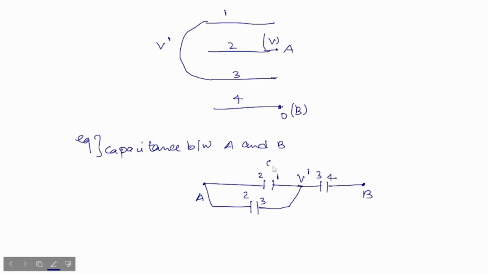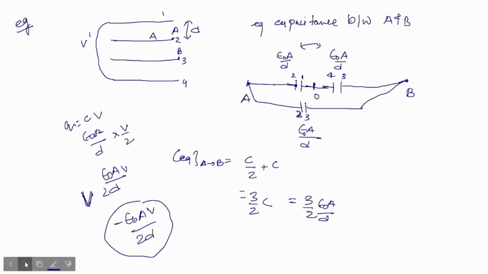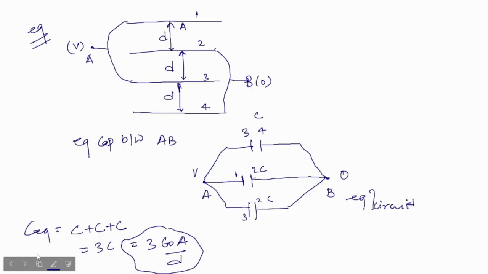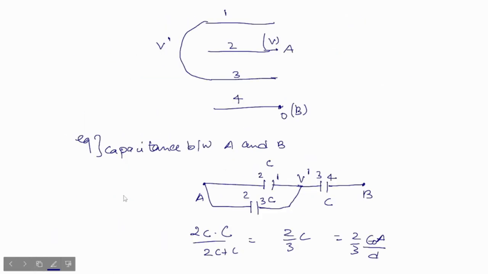Capacitance C, this is C, this is C. Now you can find the equivalent capacitance easily. How will you find it? These two are in parallel, so their equivalent will be 2C, and this is in series with C. 2C into C upon 2C plus C, that means 2 by 3 C. That means 2 by 3 epsilon naught A by D. So this is how you do these types of problems. Practice more problems of these types. Thank you.